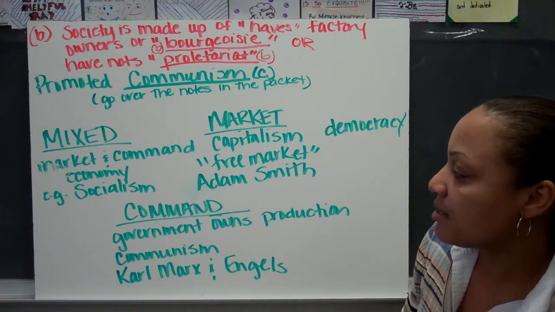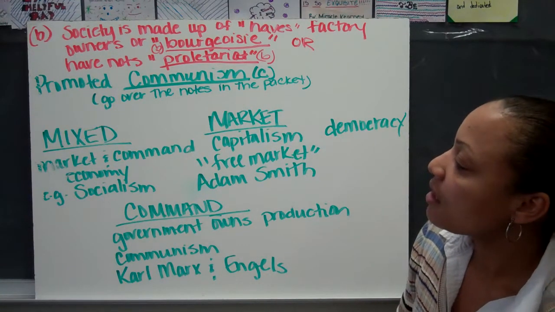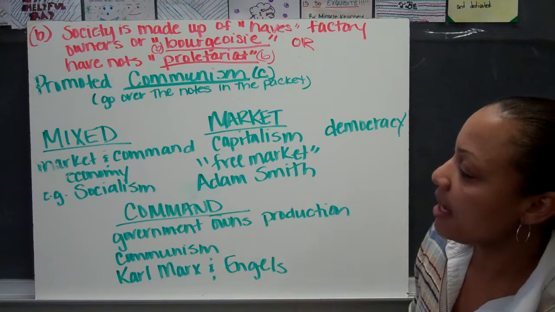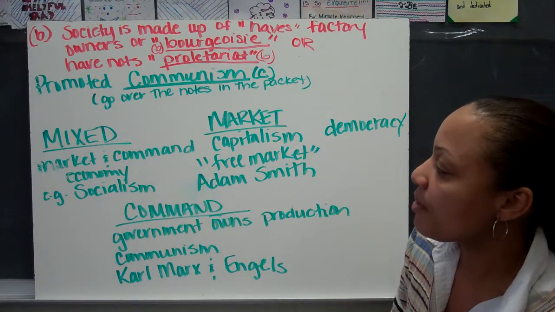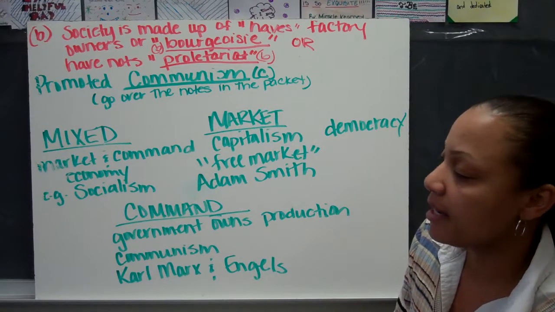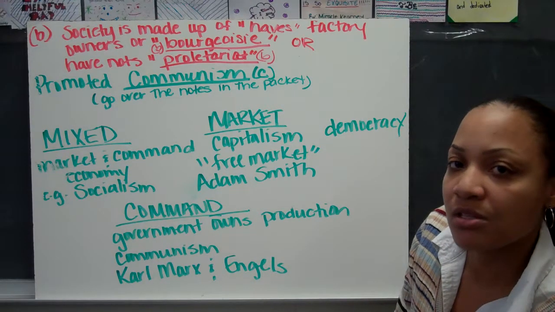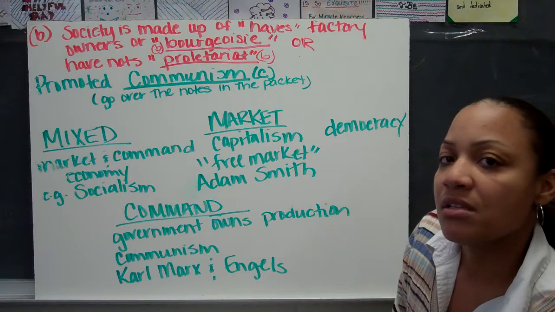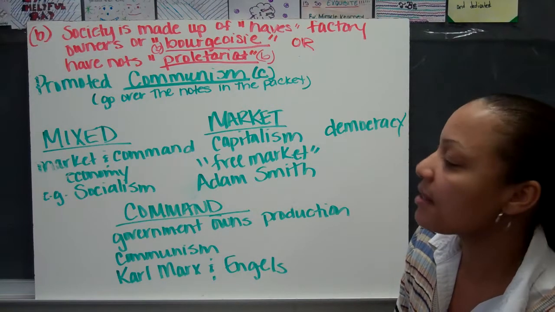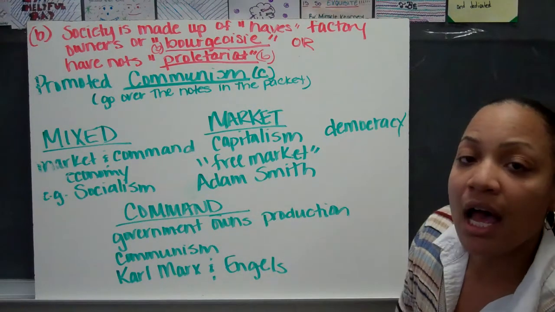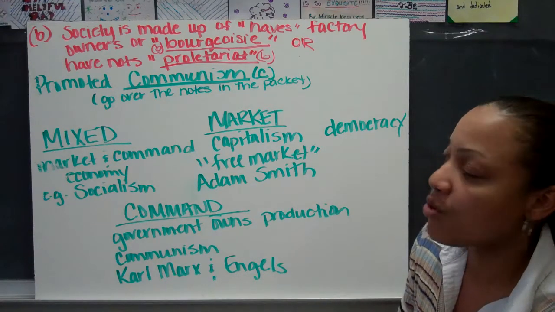But some governments, like I said, Canada, take a mixture of both of these, and it's called a mixed economy, where market and command economy are combined, which is a socialistic, or socialism is a form of government that they use. But these are going to be your 3 different types of economies, another formal name for them.